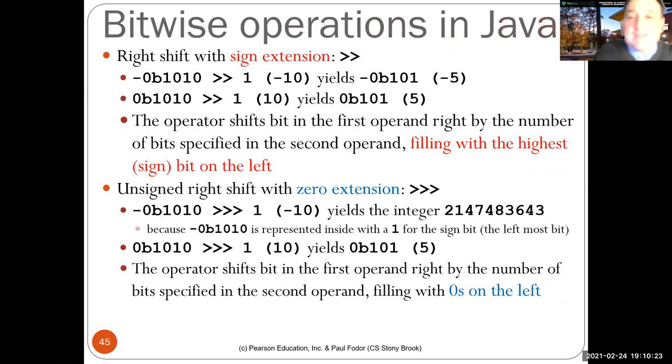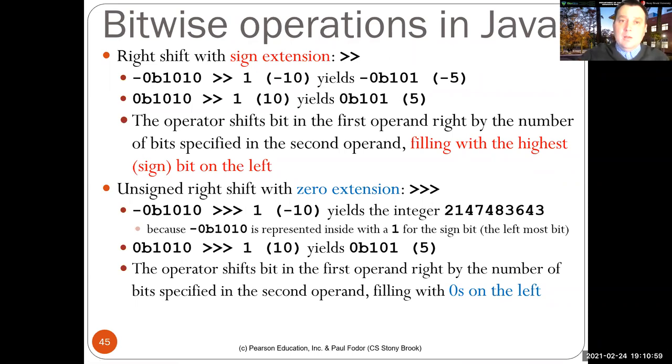Right shift with sign extension is just a double greater than sign. So for instance, negative 10 will still leave the bit for the sign. So basically this negative 10 is transformed into negative 5. Sign extension will leave the bit for the sign in its place, which is usually the most significant bit in the binary number.